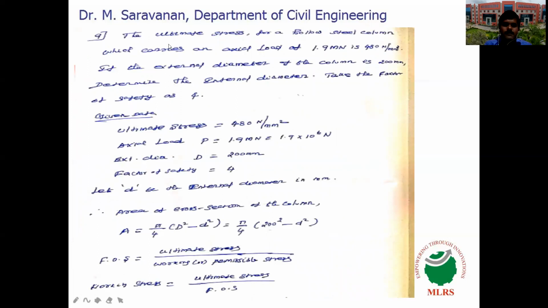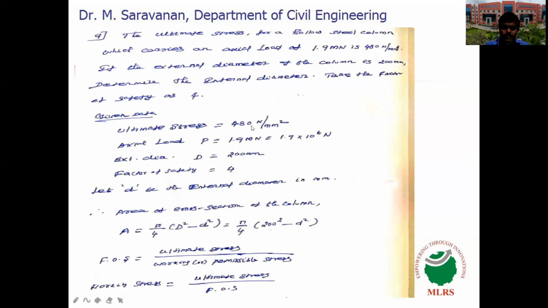And next you can see this problem. The ultimate stress for a hollow steel column which carries an axial load of 1.9 meganewton is 480 Newton per mm square. So the ultimate stress value given is 480 Newton per mm square and axial load given is 1.9 meganewton. If the external diameter of the column is 200 mm, determine the internal diameter. It means given the external diameter, find the internal diameter. It means it's a hollow circular section. So take the factor of safety as 4.